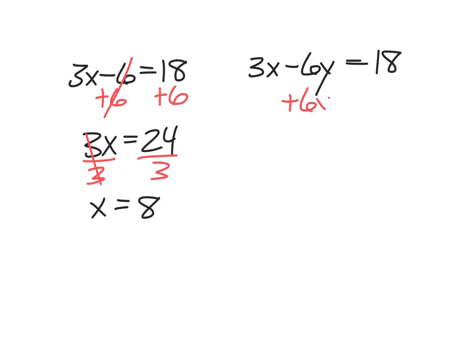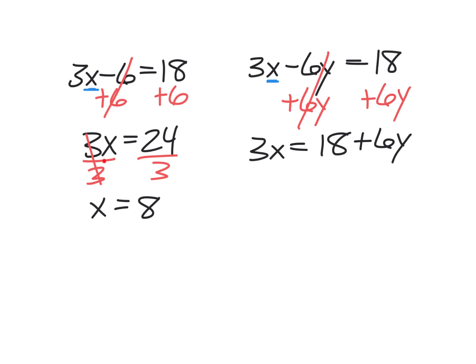Plus 6y, plus 6y. So I'm still trying to, in this case, get x by itself, much like I did over here. When I simplify, these are going to cancel. Over here, though, I cannot add 18 and 6y. Those are not like terms. So all I do is write the expression. So I have 3x equals 18 plus 6y.